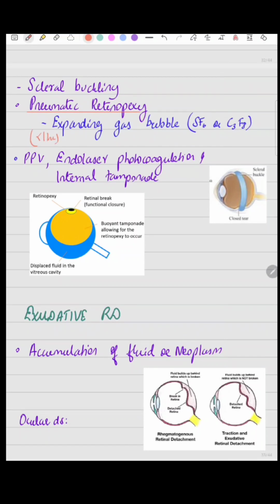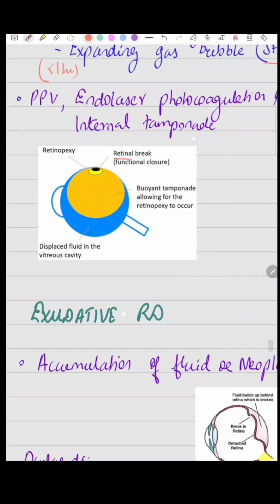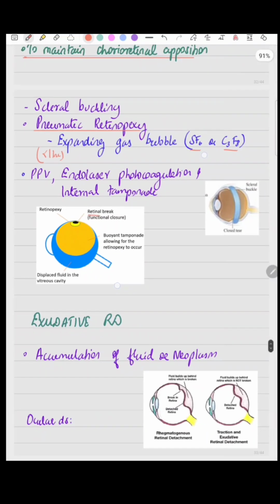After sealing breaks with cryopexy, an expanding gas bubble, that is sulfur hexafluoride or perfluoropropane C3F8 gas, is injected into the vitreous. See, if there is a retinal break here, and the displaced fluid in the vitreous cavity, we give a gas bubble. Now this will cause a pressure tamponading effect.